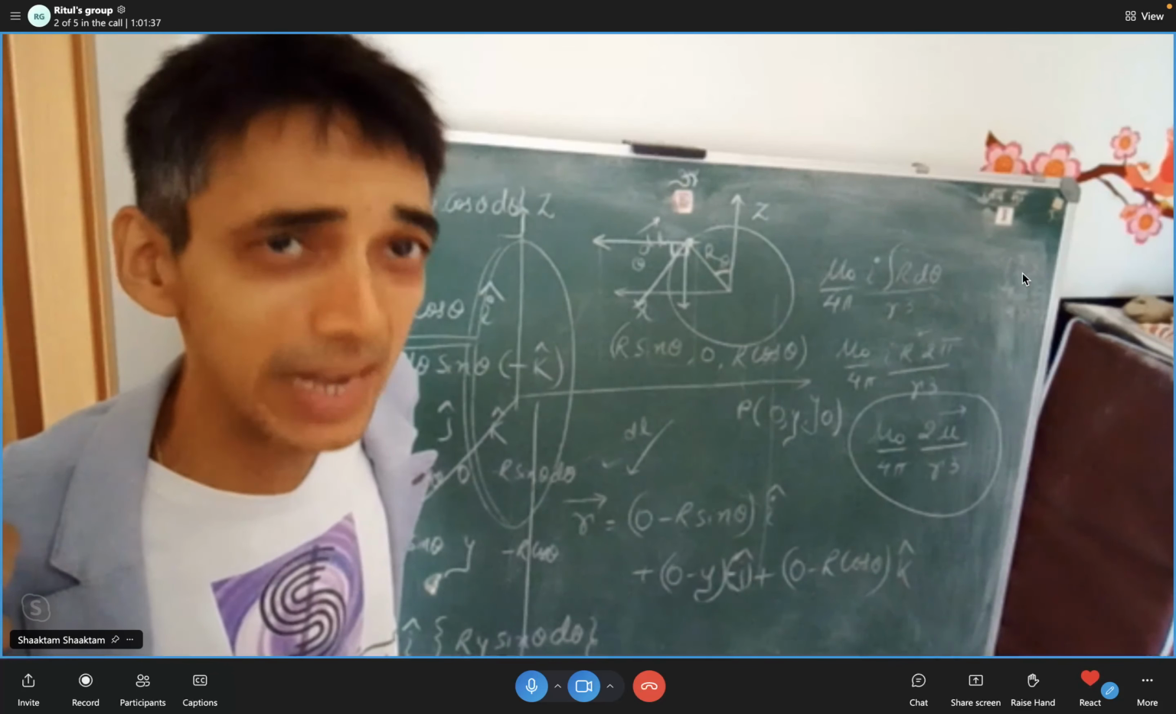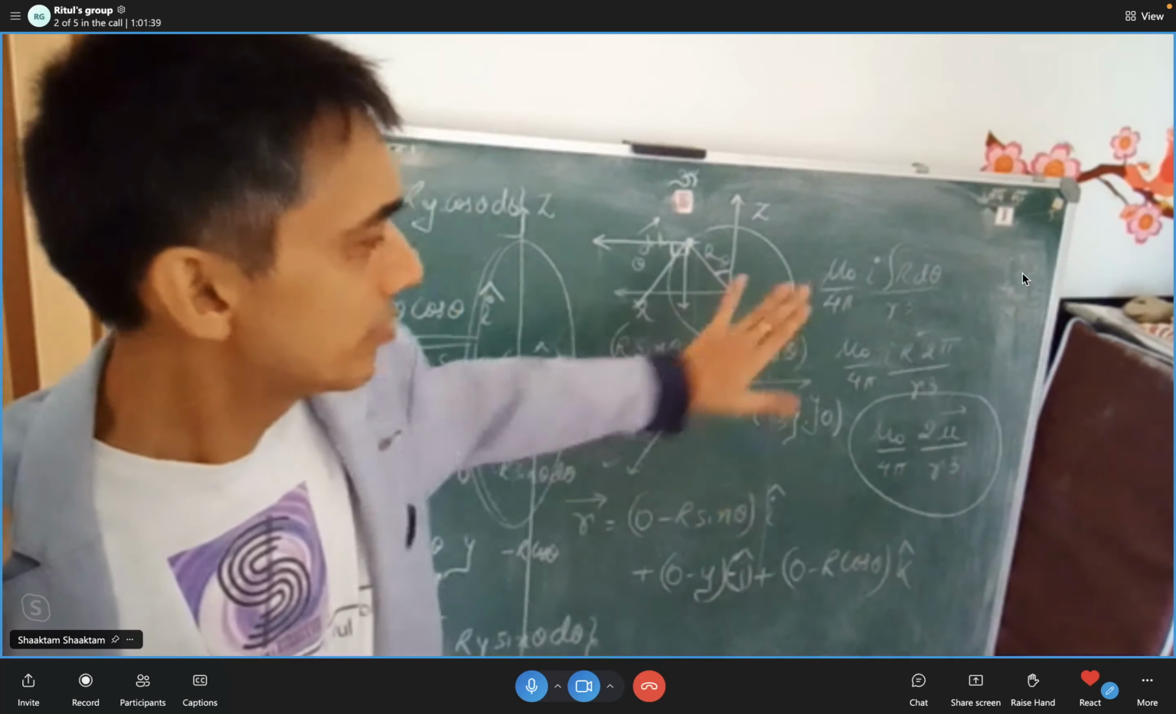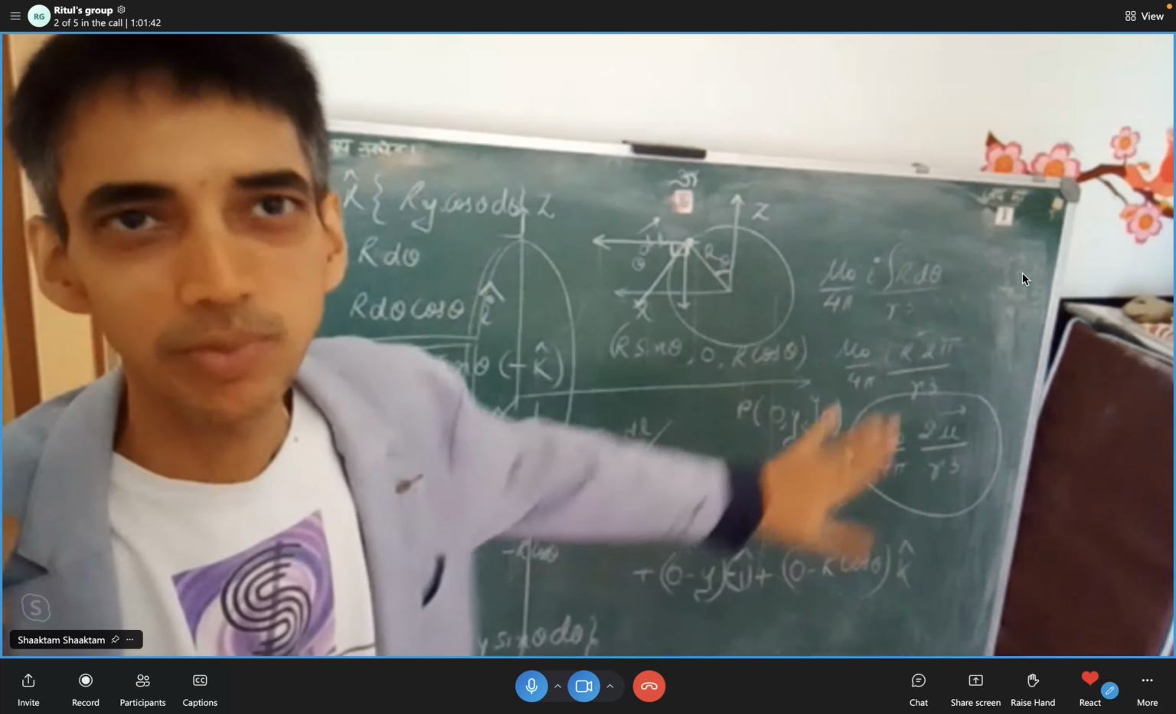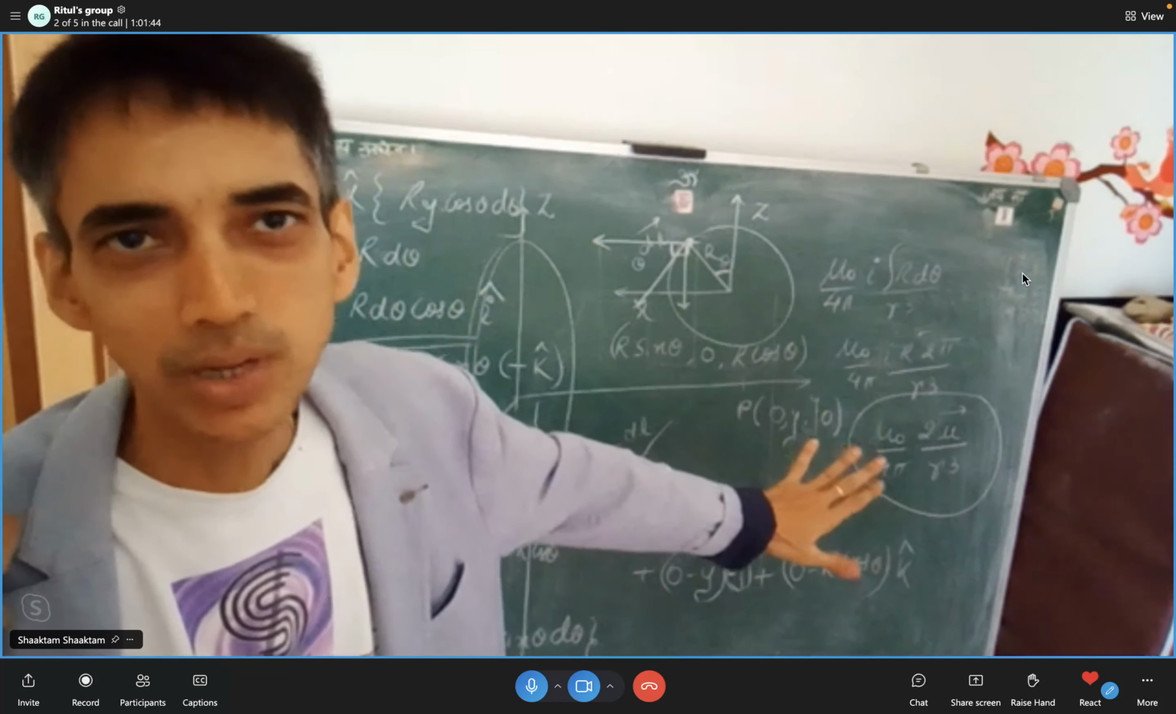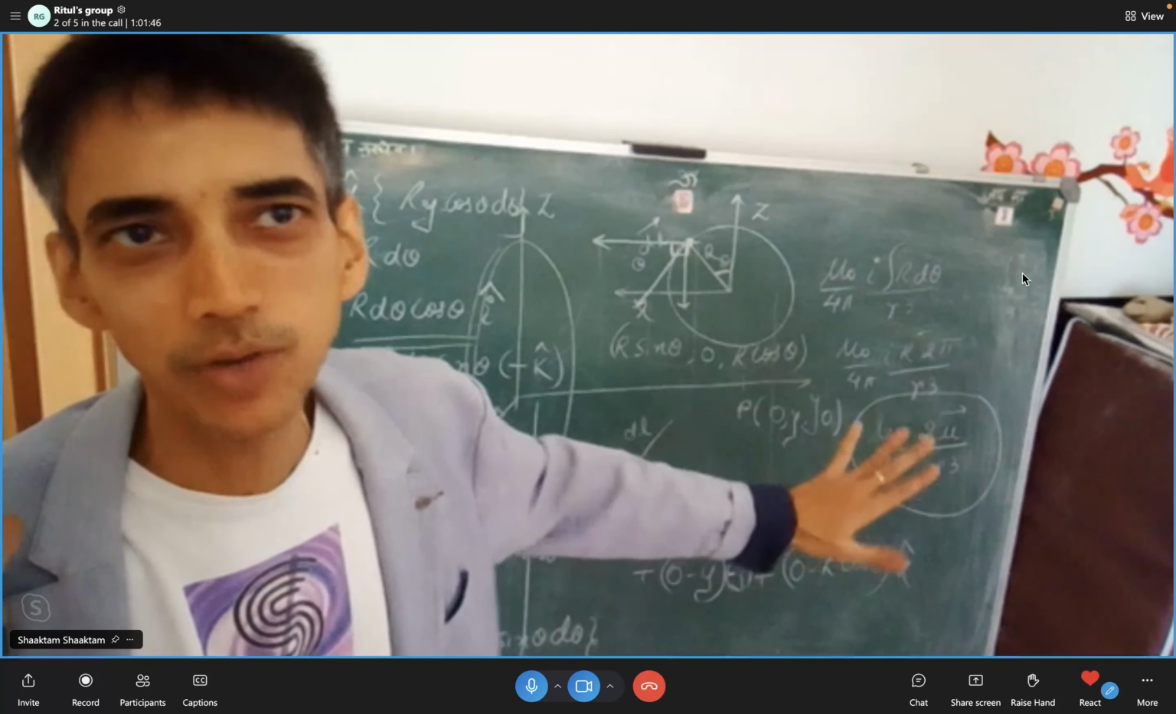How much will wait later? For now, simple: mu naught by 4 pi, twice mu by r cube. Mu over here is something of great import. We'll be studying about magnetic moment for different structures.